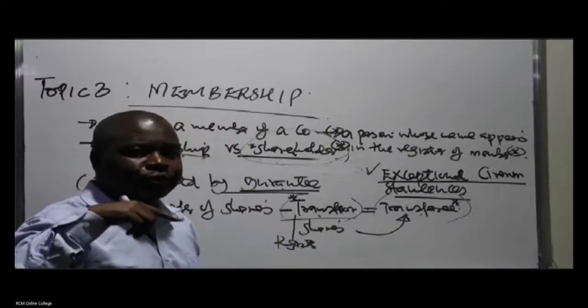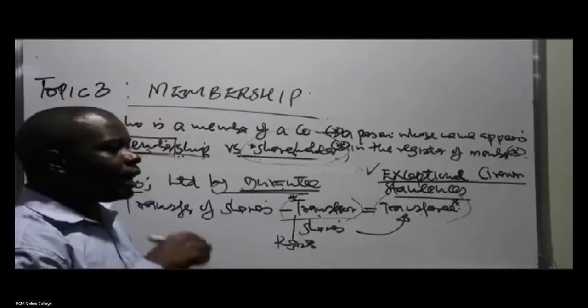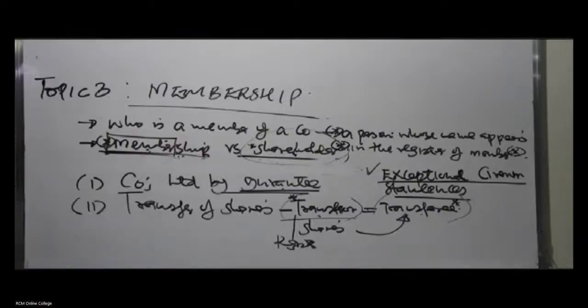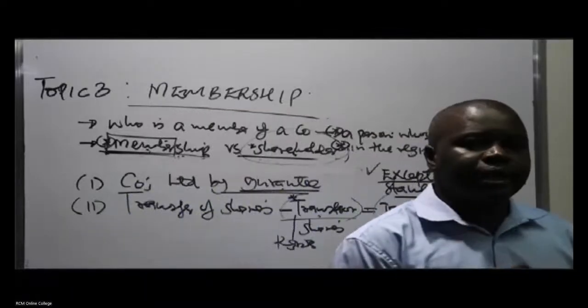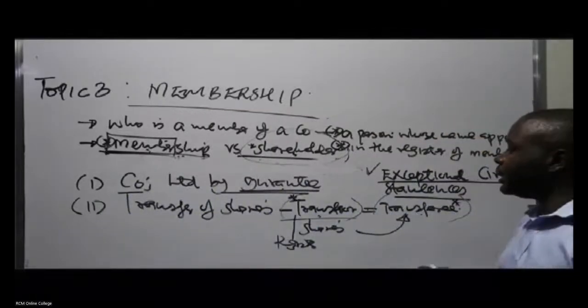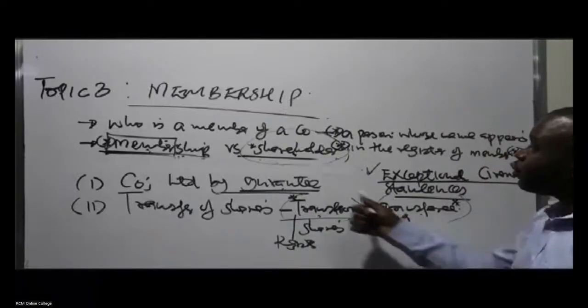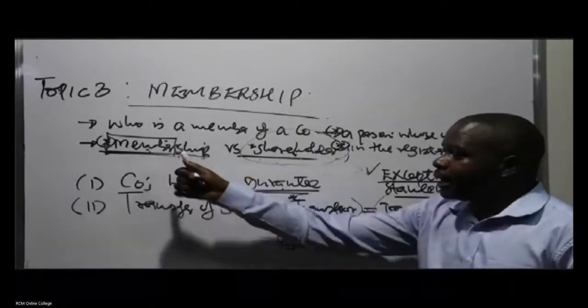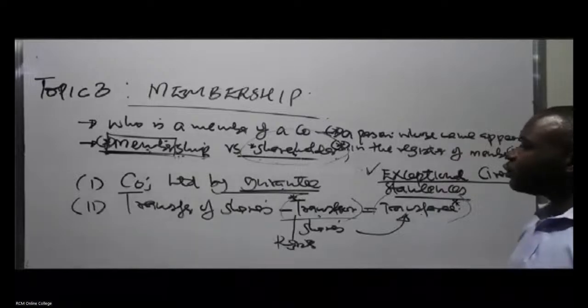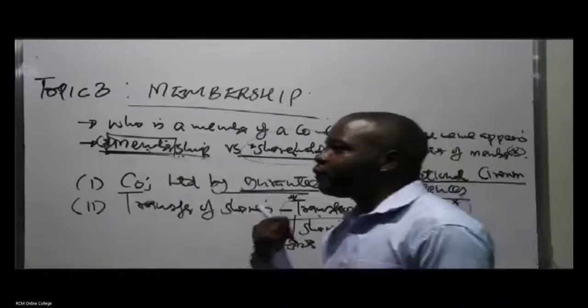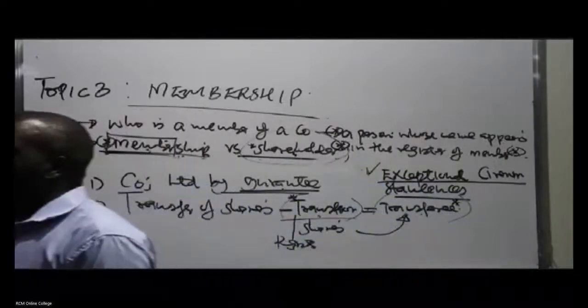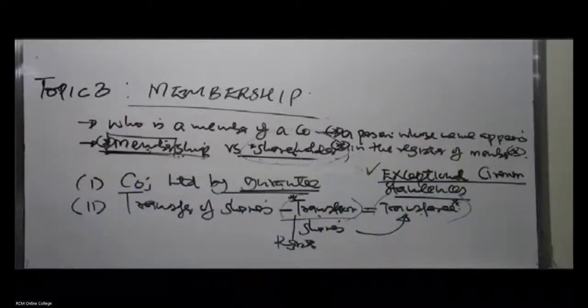So his name is still appearing. Just go back to the initial definition I gave about membership. A member of the company is a person whose name appears in the register of members. The transferor here, his name is still appearing in the register of members, but he has already lost the shares. So he's no longer a shareholder, but he's a member, because his name is appearing in the register of members. Who is a member of the company? A person whose name appears in the register of members.